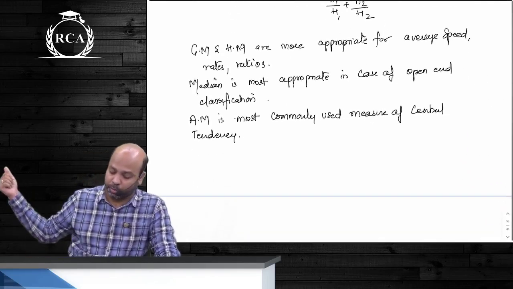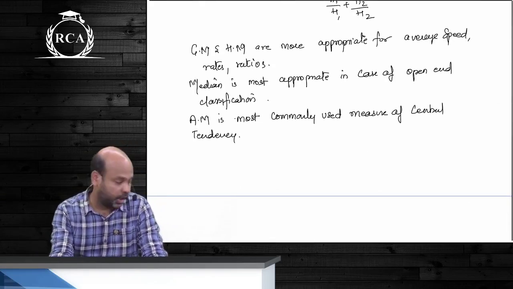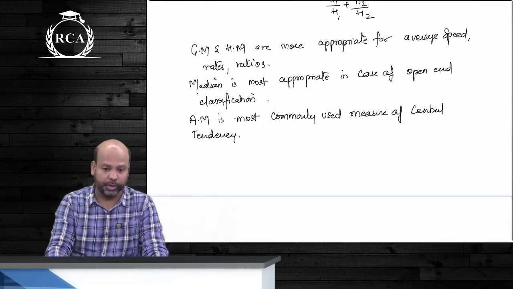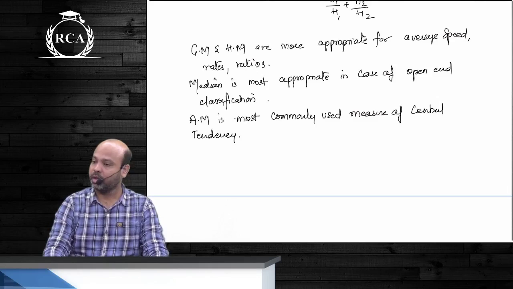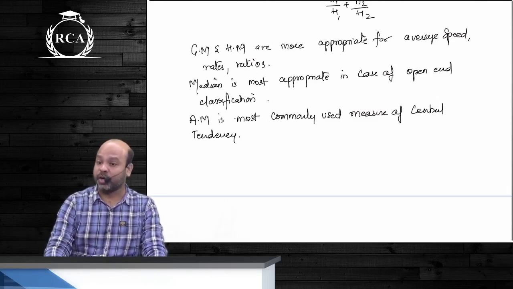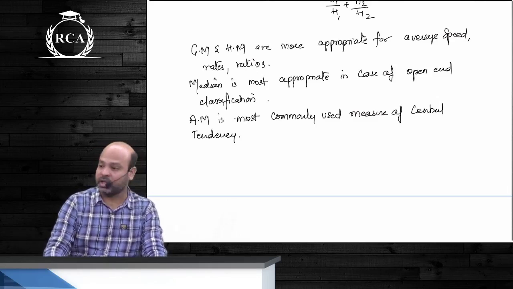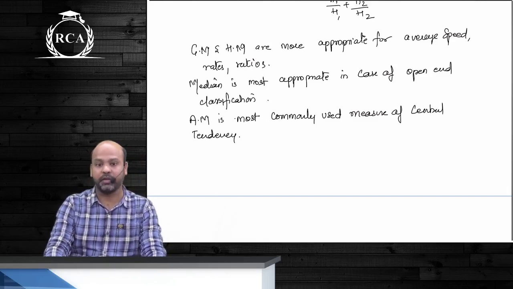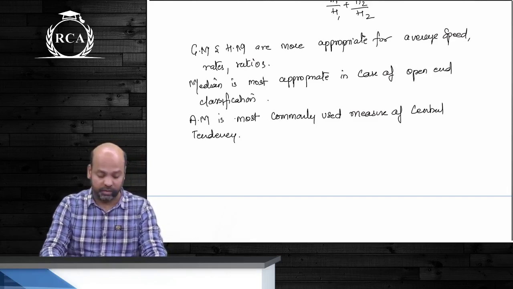Median is the most appropriate measure for open-end classification. Why is it the best for open-end classification? You don't need the lower class boundary of the first class. You do not need the upper class boundary of the last class. That is why it is the most appropriate, guys, for open-end classification.